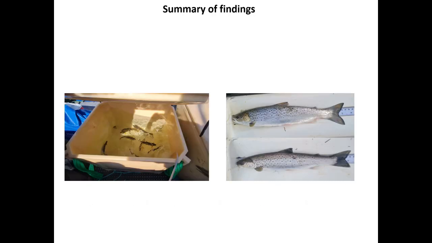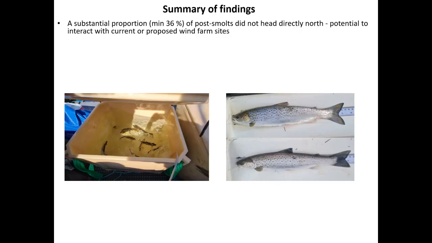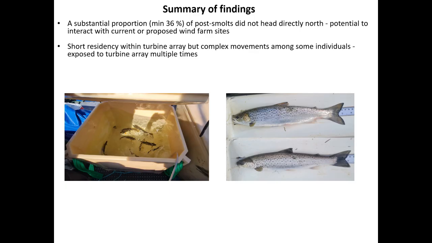In summary, a substantial proportion, minimum 36% of post-smolts didn't head directly north, so these individuals have potential to interact with either current or proposed wind farms in the Moray Firth. We saw relatively short residency time within the turbine array of post-smolts, but we did see these complex behaviours for some individuals, so it wasn't just direct passage through.